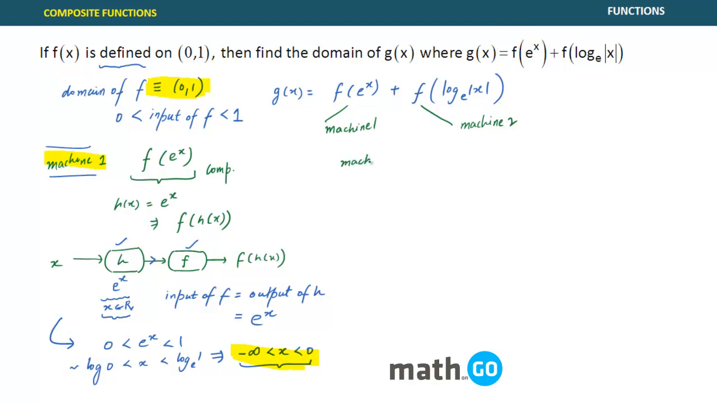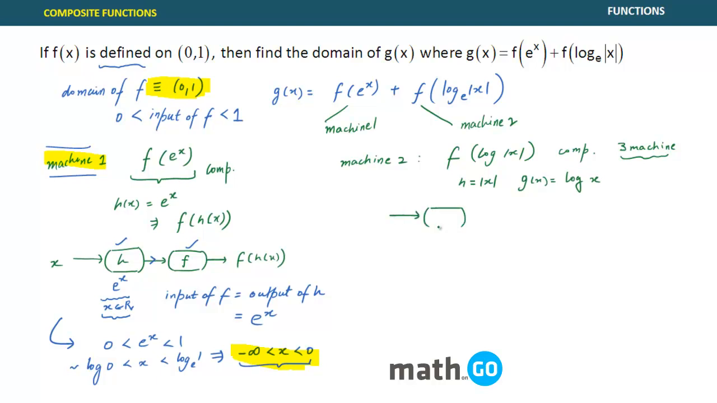So if I talk about machine 2, what is machine 2? Machine 2 is f of log of mod x. Now again, can you understand what this machine is? This is again a composite machine. And if I want to make it as simple as possible, it's actually a three machine system. Can you people tell me how it becomes a three machine system? The first function that I can say is the mod function, right? So let's say h is equal to mod x. The g function becomes the log x function.